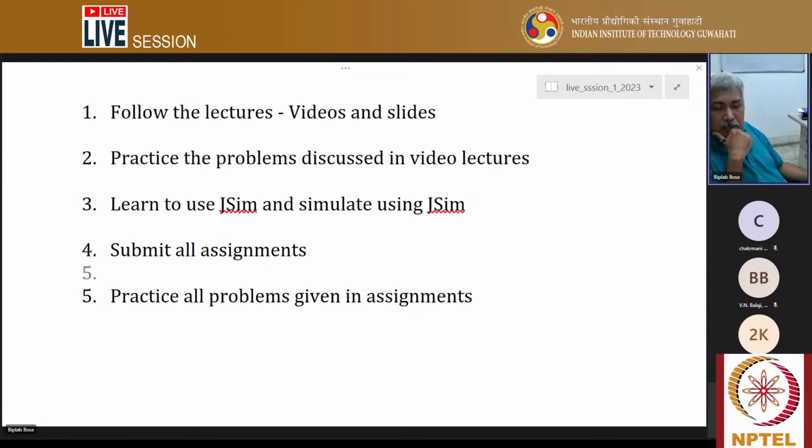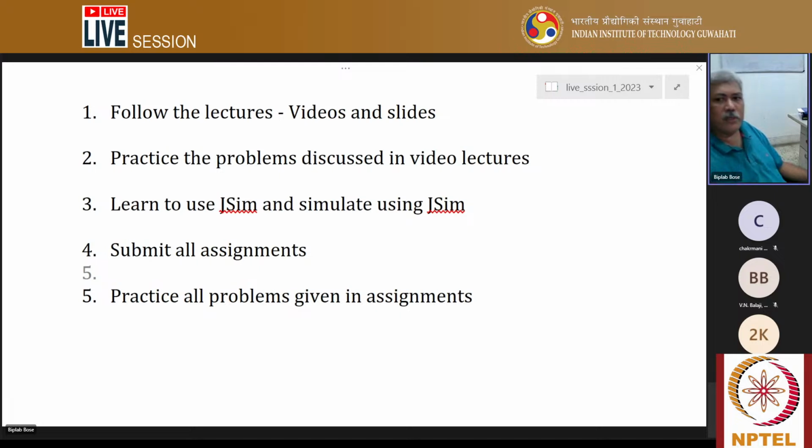You have to learn JSON, because the first reason is that without simulating a mathematical model, you cannot learn. If you are serious about this course, and if you really want to learn, then you have to see.